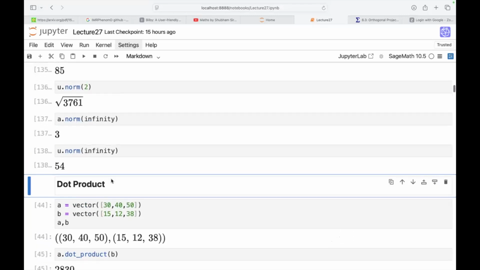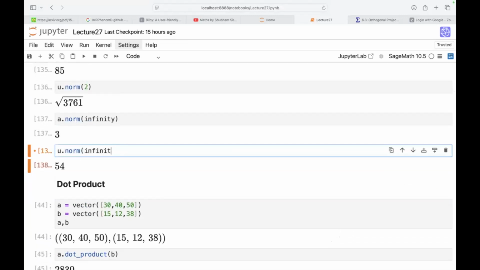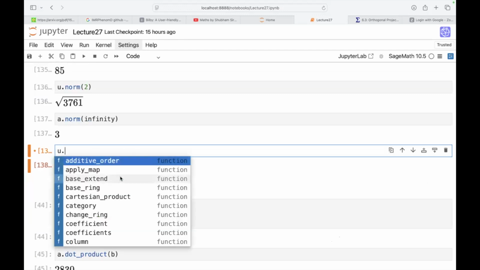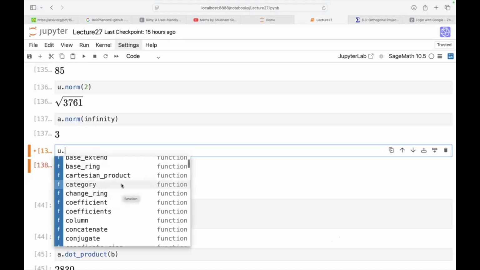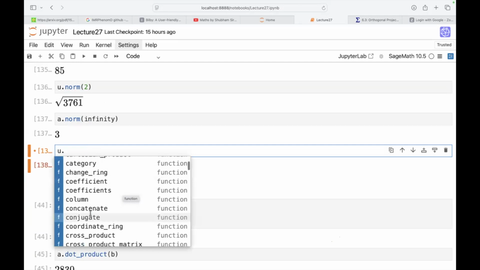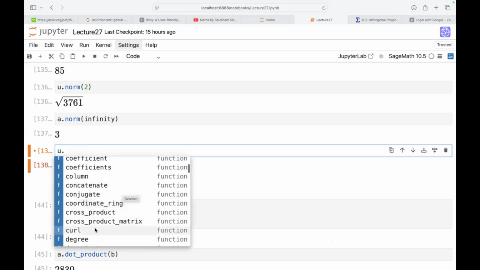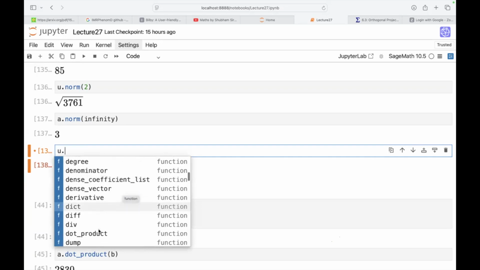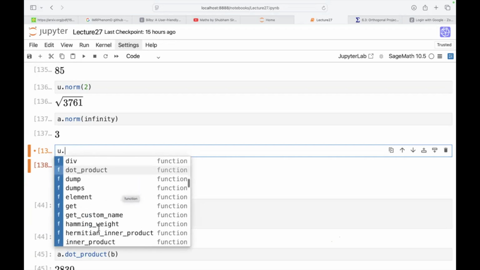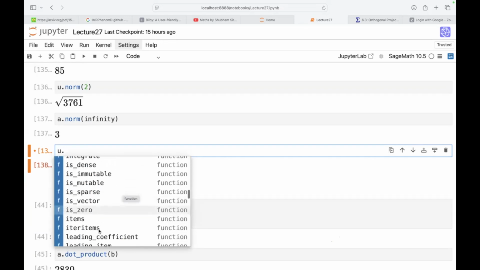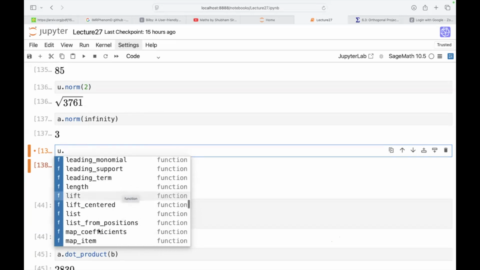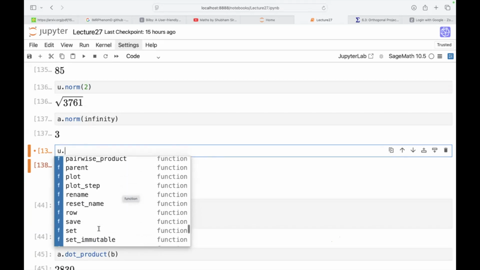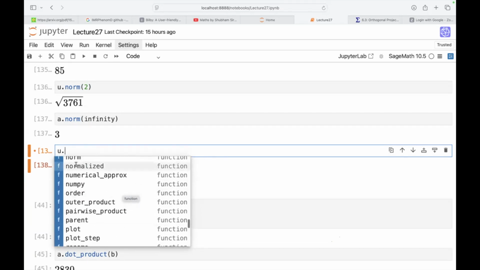Condition, and also the dot and the tab apply for another thing. This is a coefficient: conjugate, cross product, curl, degree, denominator, derivative, and also the dot product. Apply for the leading coefficient choosing. Only choose the vector and dot and the tab.